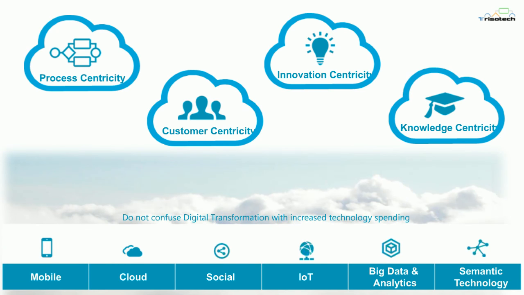Now, while we're living through this digital transformation brought about by this revolution, we have to make sure not to confuse doing a digital transformation of your organization with the increased spending of technology. Yes, we are adopting more and new technology like mobile, cloud, social, or big data, or even semantic technology, or machine learning that we're hearing more and more today. But as we do so, we have to remain focused on maintaining the main goals for the organization, which is to keep this process centricity, the customer centricity, innovation centricity, and knowledge centricity. And this is what will assure our success in living through this transformation.